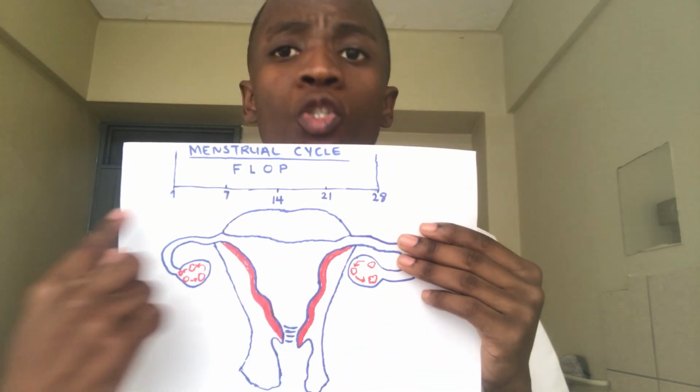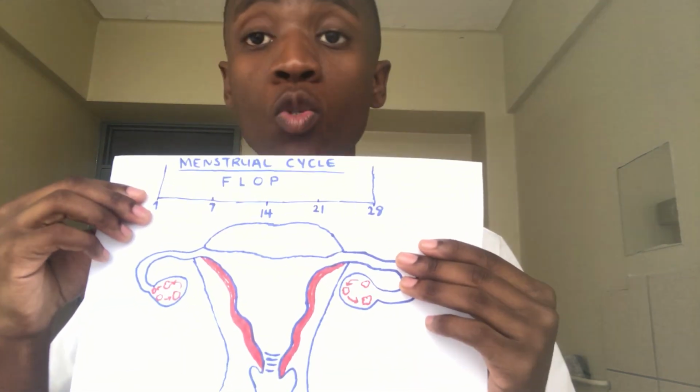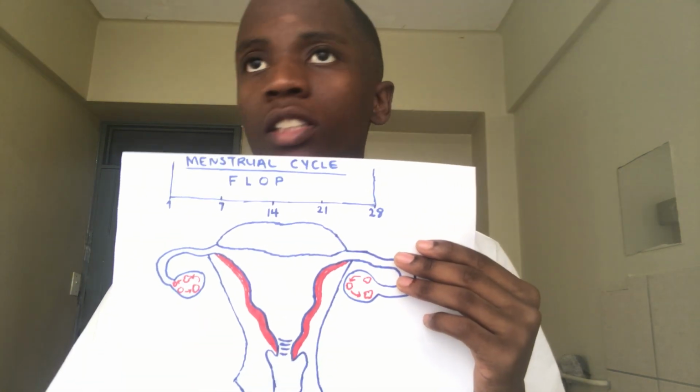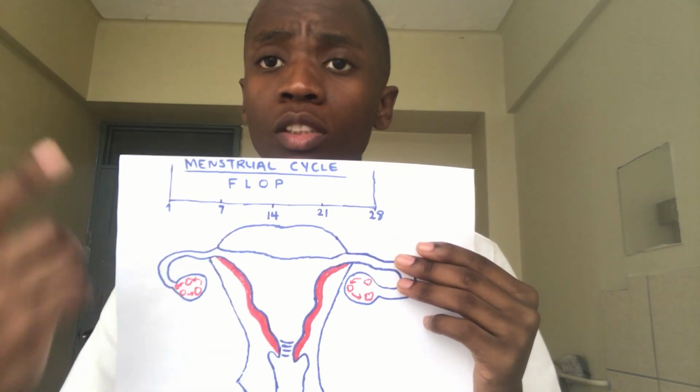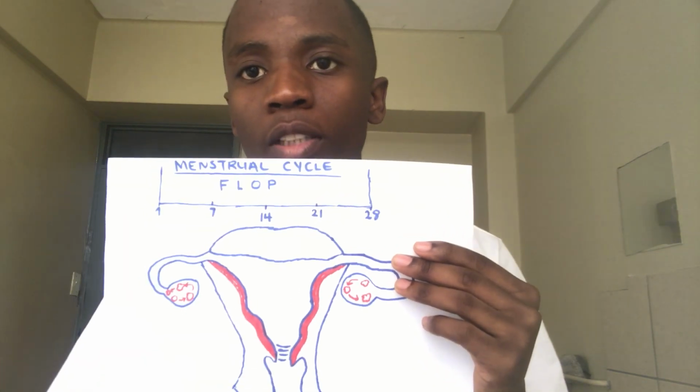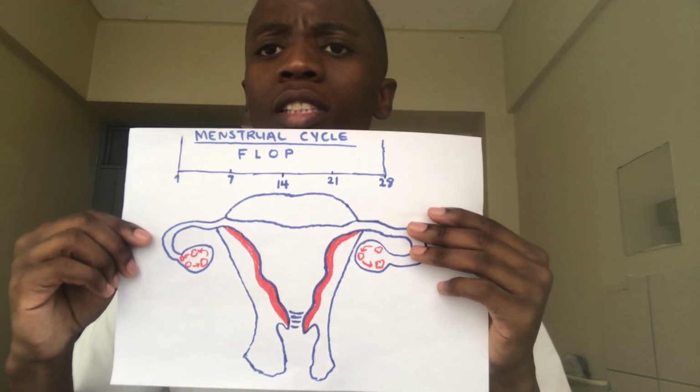The menstrual cycle starts from day 1 to day 28. It takes 28 days in a normal female, but it differs in other females. It can take less than 28 days or more than 28 days, which is said to be abnormal, but it's okay, it's natural. So let's look deeper.